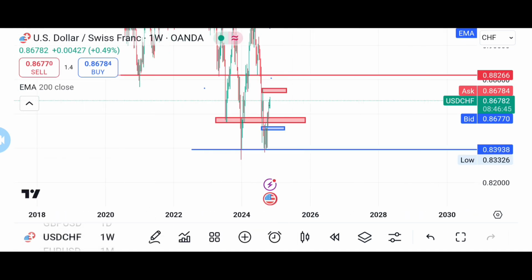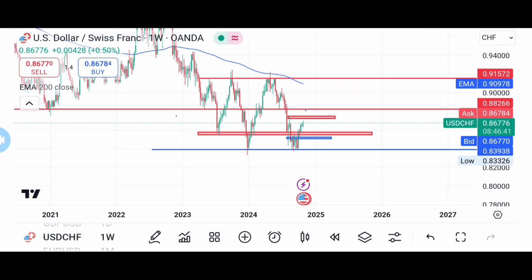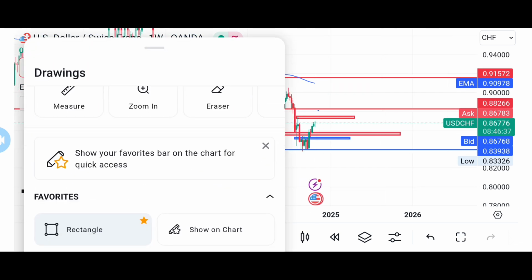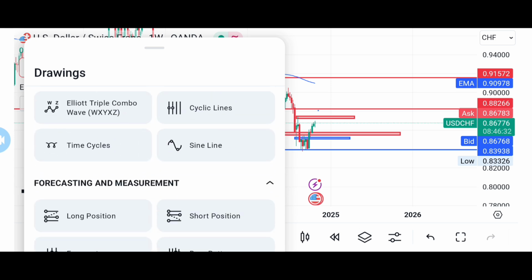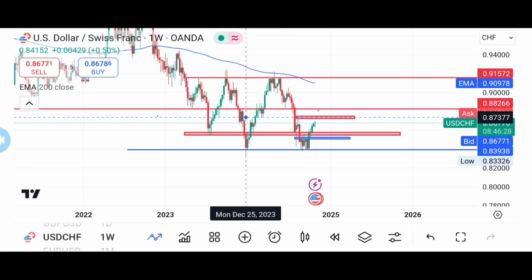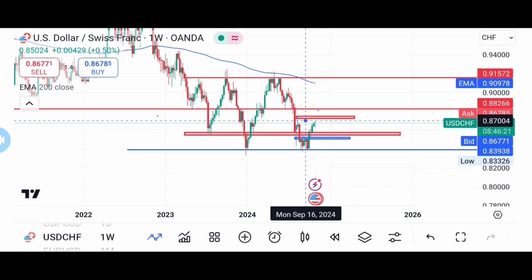In the weekly time frame, the market is bearish. The general market is bearish in the weekly time frame. Are we together, guys? This is shown even by our EMA. Our EMA indicates that the general market is bearish. So we are looking for a sell opportunity. If the general market is bearish, we are looking for a sell opportunity.